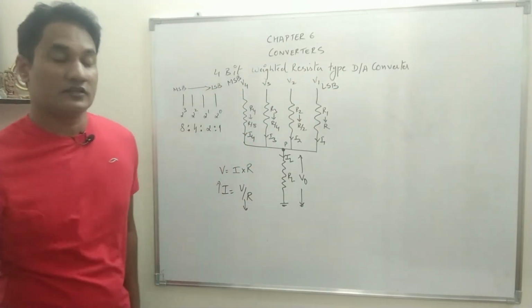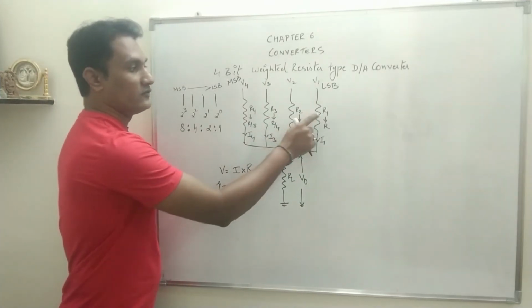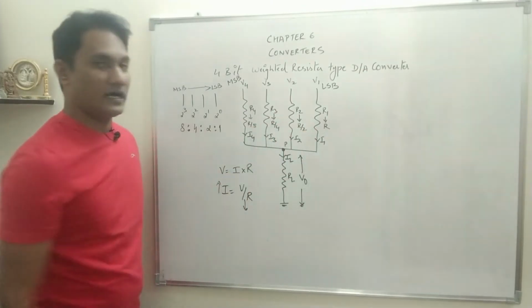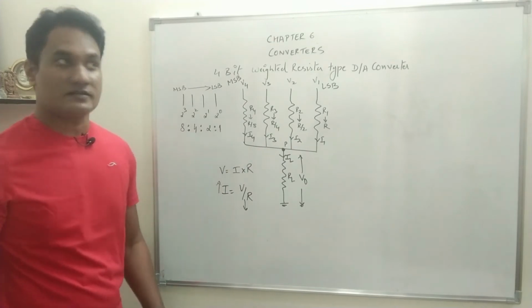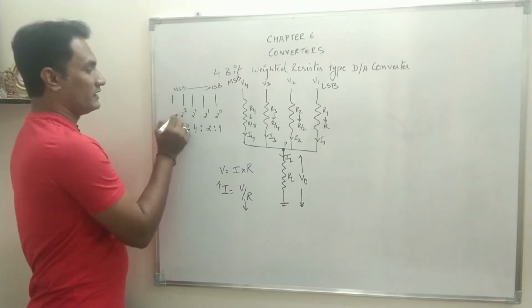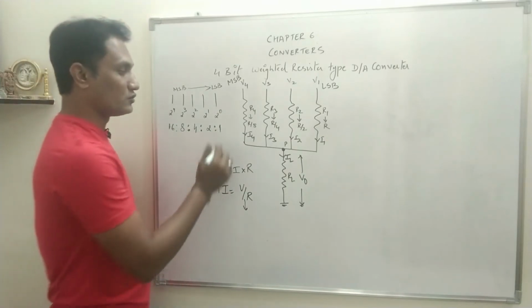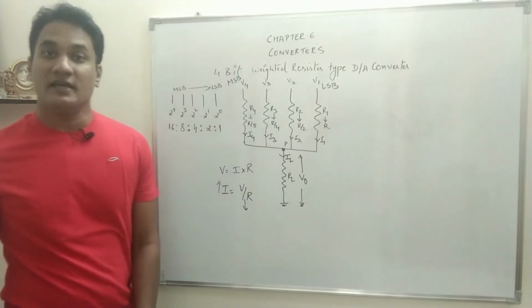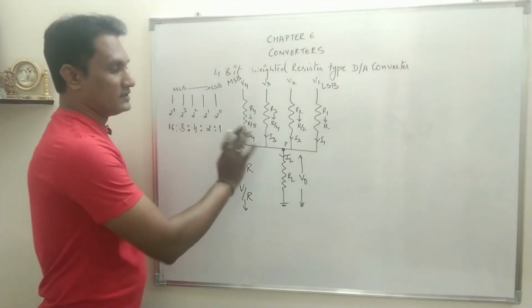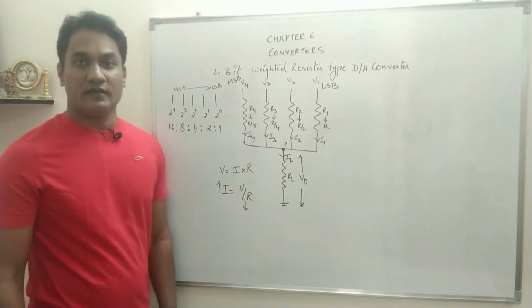Suppose a 3-bit weighted resistor is asked, so instead of 4 resistances, we will use only R1, R2, R3. That means the resistance values will be R, R by 2, R by 4. And if it is a 5-bit weighted resistor, then you have to add one more resistance, the next ratio being 2 raised to power 4, that means 16. So the ratio will be 16:8:4:2:1, and the next resistance value will be R by 16. So this is how the modification has to be done. So this is the circuit diagram for a 4-bit weighted resistor type D2A converter.